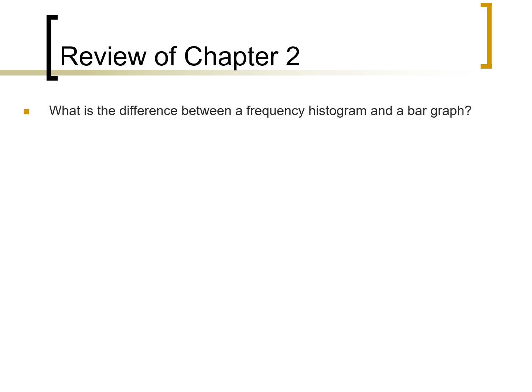But first, a review of Chapter 2. This is our different ways of displaying data. The difference between a frequency histogram and a bar graph is the bar graph will be used to represent discrete data, either categorical or ordinal, whereas the histogram will be used to represent continuous data, either interval or ratio.